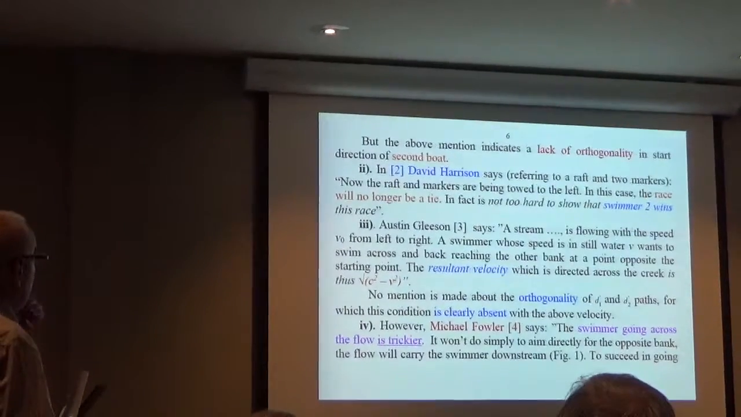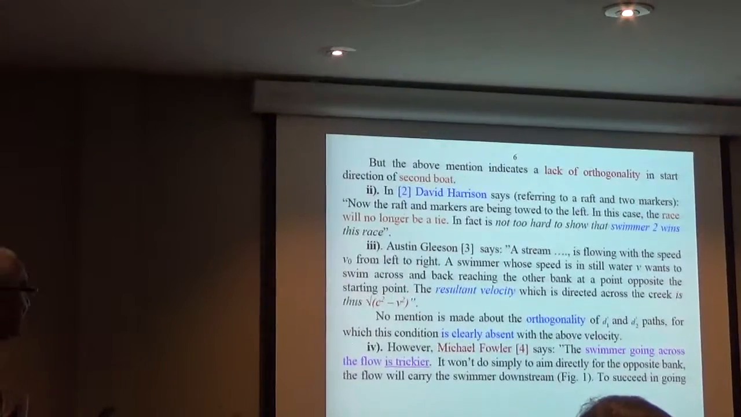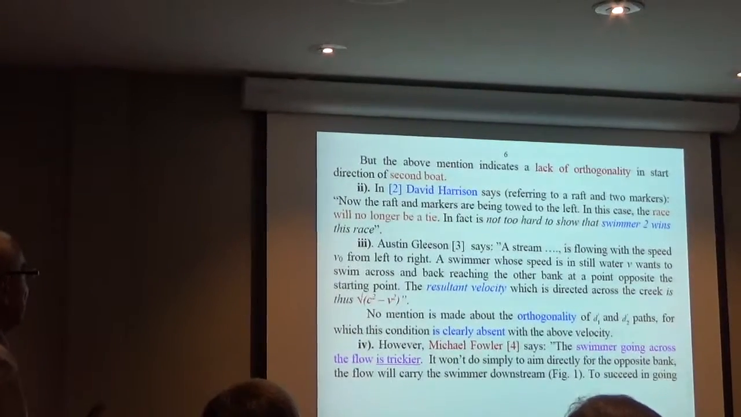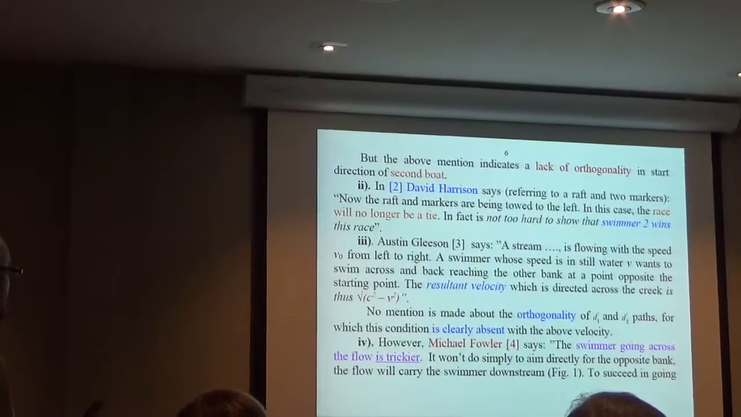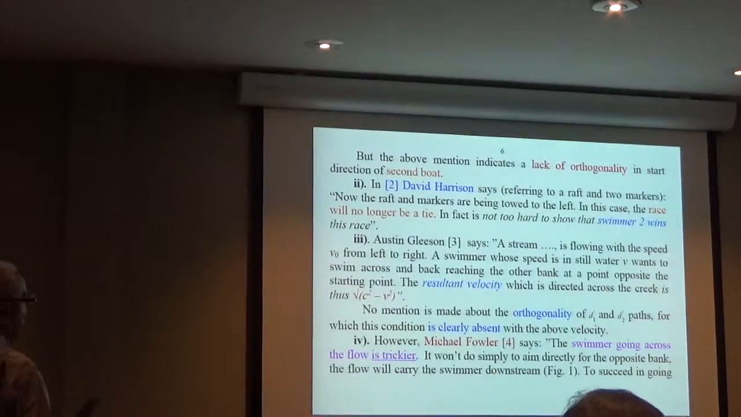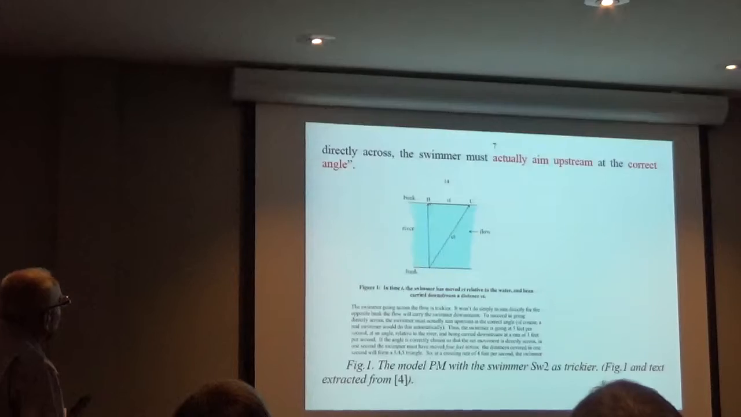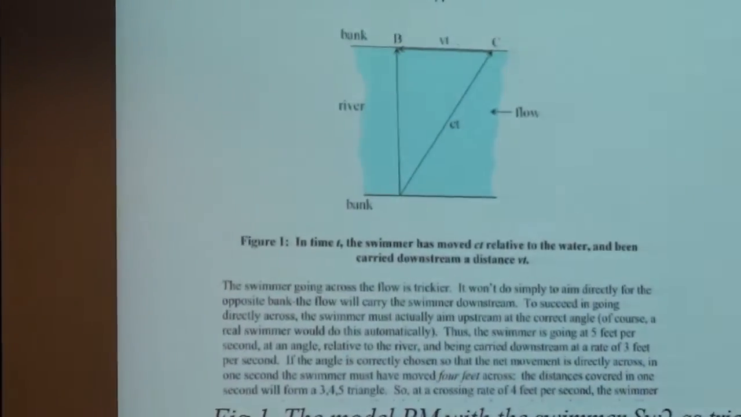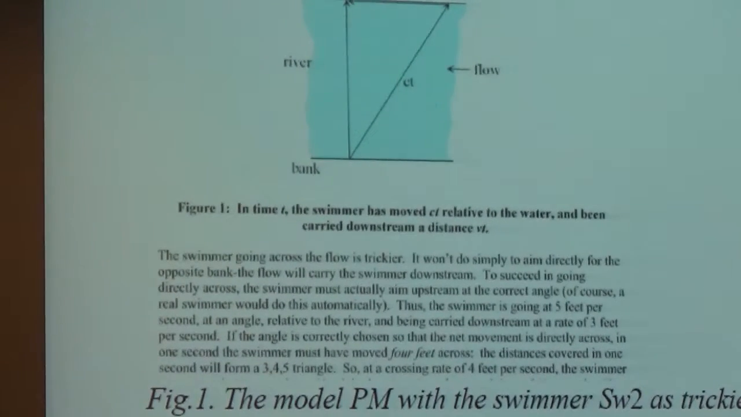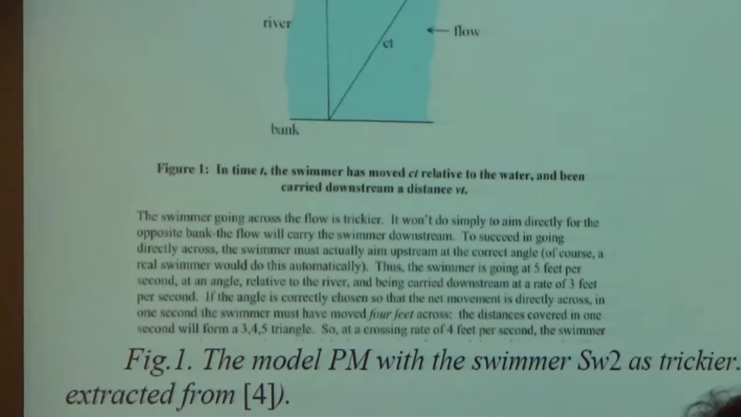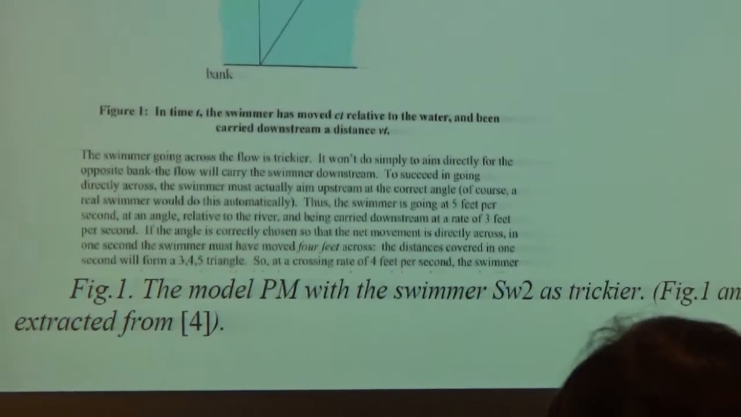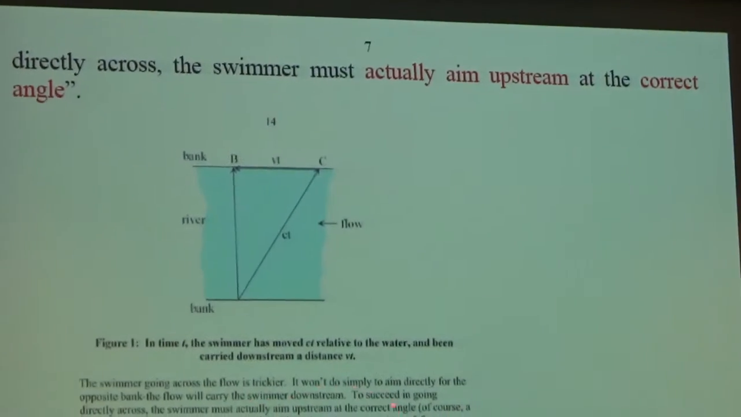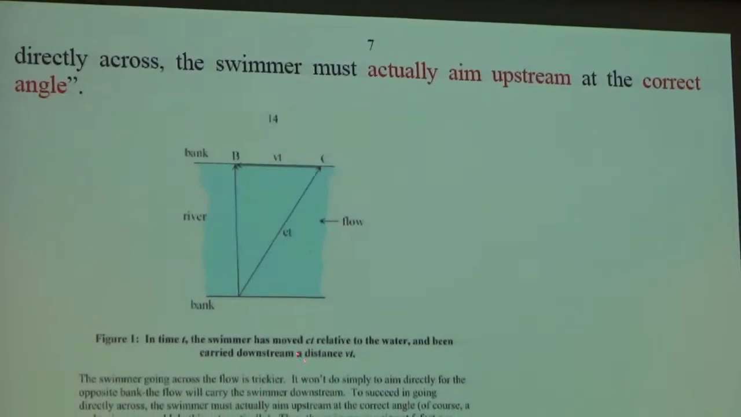I want to mention especially Michael Fowles, who says the swimmer going across the flow is trickier. One wants simply to aim directly for the opposite bank. The flow will carry the swimmer downstream. To succeed directly across, the swimmer must actually aim upstream. Only then is there direction orthogonality, if aimed upstream. This is the original figure of Fowles. And here is mentioned a trickier case.